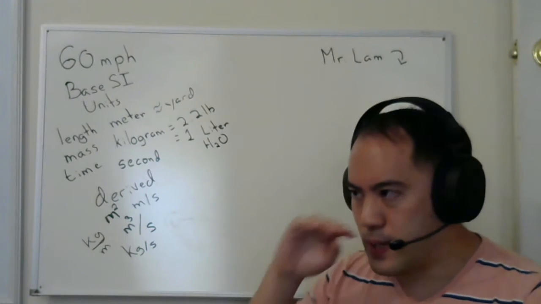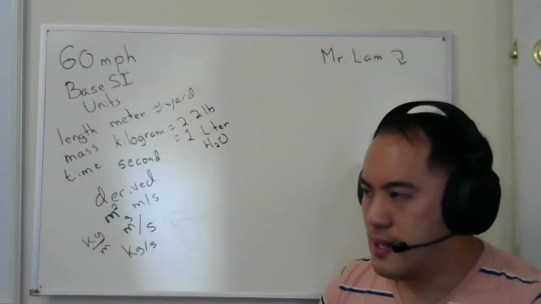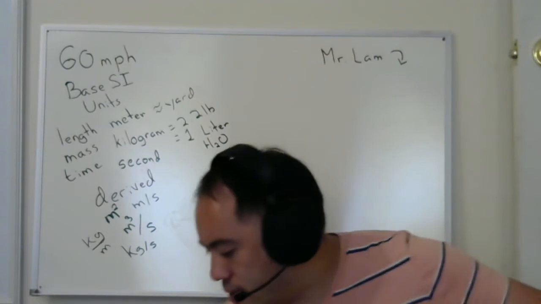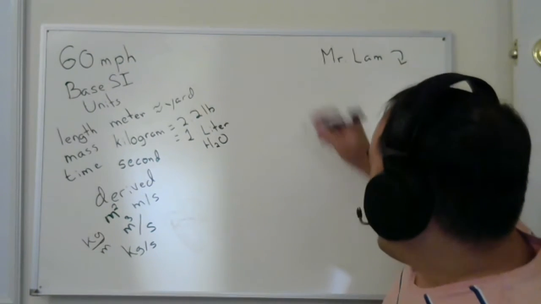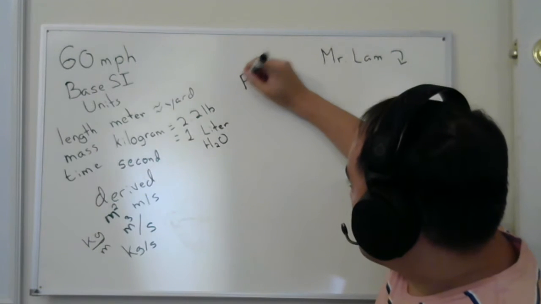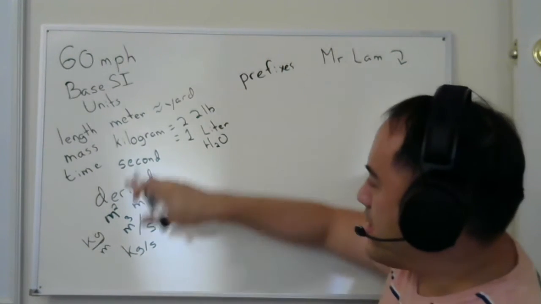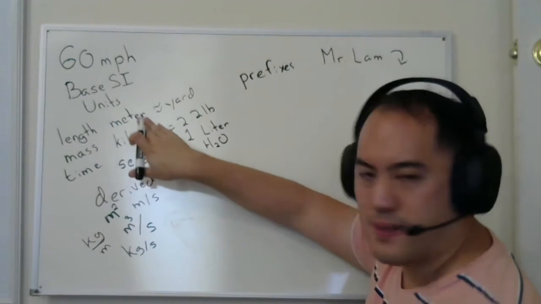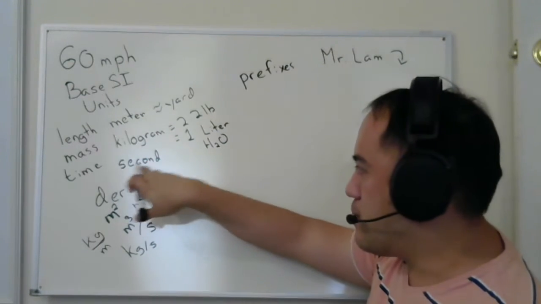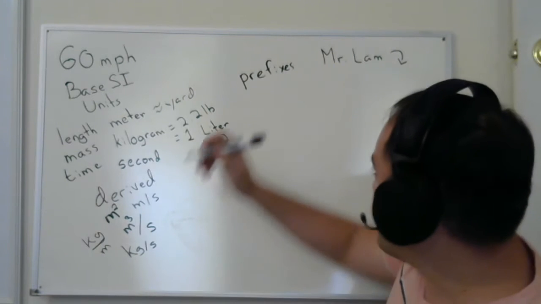You should know some of the basic ones like centi and milli, but I'm going to write them all down really fast now. The SI prefixes, you just take one and slap it on the unit. So kilo plus meter, kilometer. Pico plus second, picosecond.